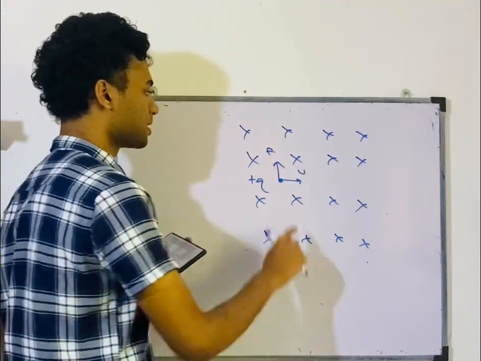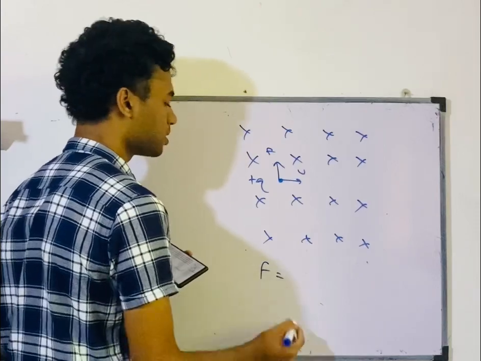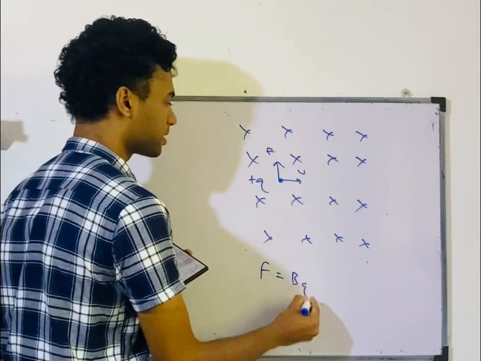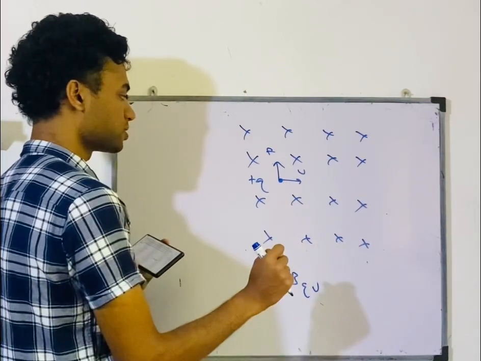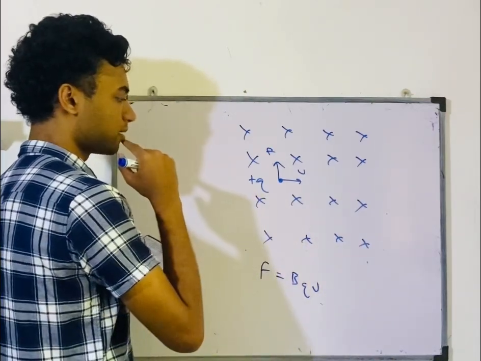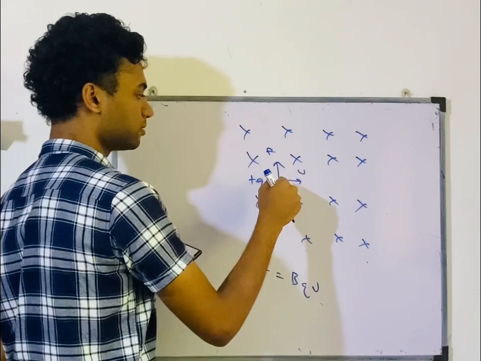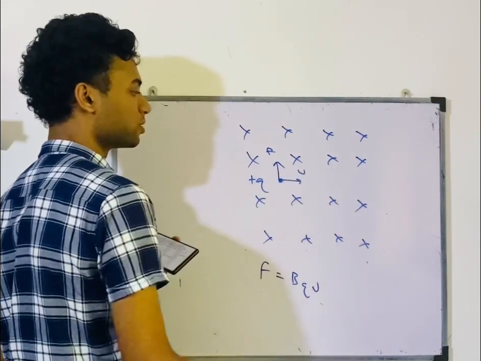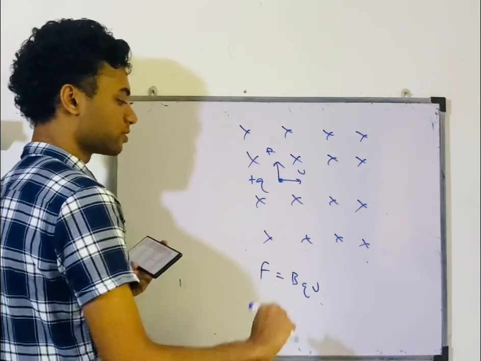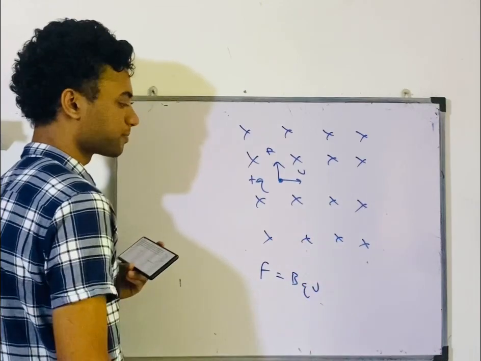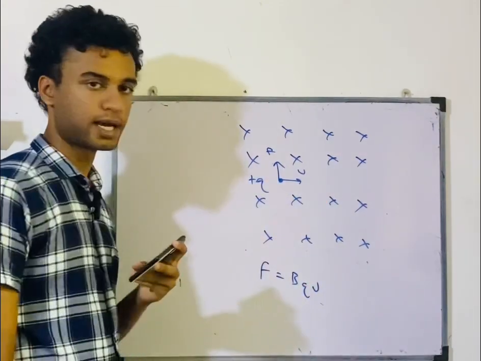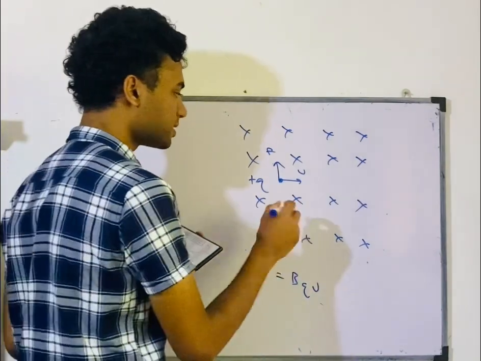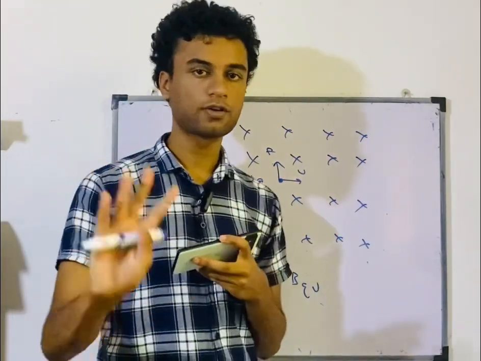Now this force F is equal to BQV in this case. But if there's an angle, it changes. If the velocity has a certain angle, then I should get the perpendicular component of the velocity. Therefore the angle should be considered. We'll talk about those things later. But here it's perpendicular. The direction of velocity is perpendicular to the magnetic field lines. If the velocity is in the direction of the magnetic field lines, there is no force.